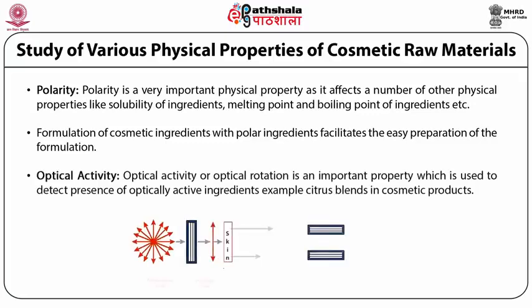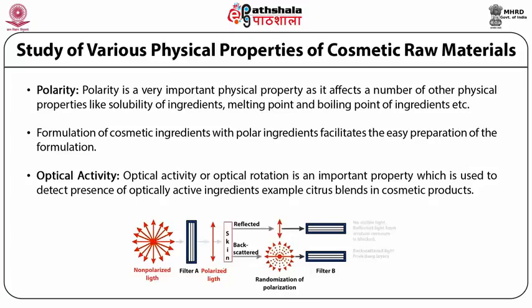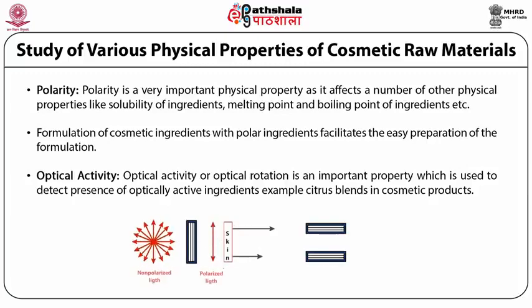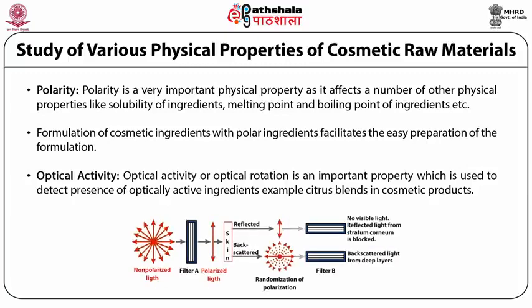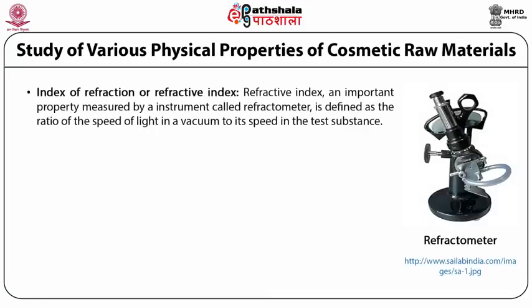Optical activity. Optical activity or optical rotation is an important property which is used to detect presence of optically active ingredients. Example, citrus blends in cosmetic products. Index of refraction or refractive index. Refractive index, an important property measured by an instrument called a refractometer, is defined as a ratio of the speed of light in a vacuum to its speed in the test substance.